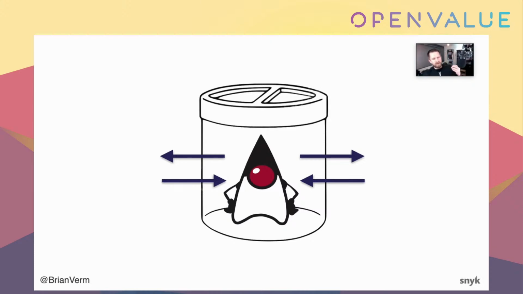So putting a Java application inside a Docker container, because I will focus on Docker this time, doesn't make it safe by default. You have to do something. It is another layer of abstraction, but you need to take care of that.